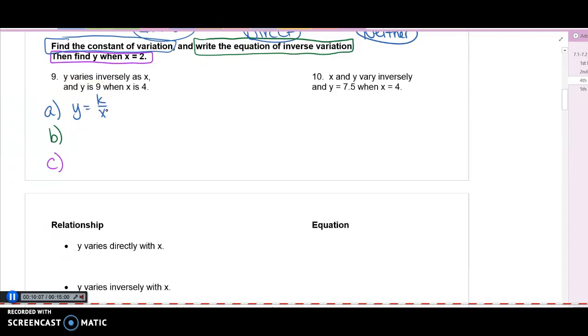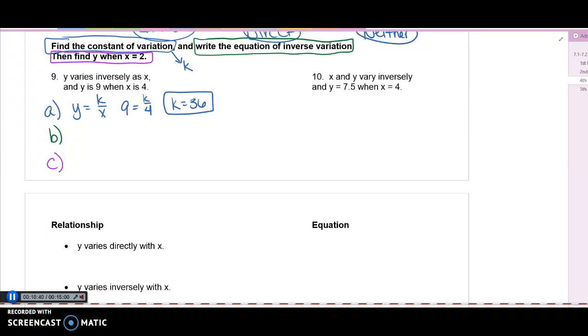The constant of variation is k. You're trying to figure out what is k. So they're telling you y is 9 when x is 4. So I'm going to put 9 in place of my y and 4 in place of my x. Can we now figure out what k is? Yes, we can multiply 4 on both sides and we figure out that k is 36. That's the first thing we were supposed to find. Find the constant of variation. The constant of variation is 36.